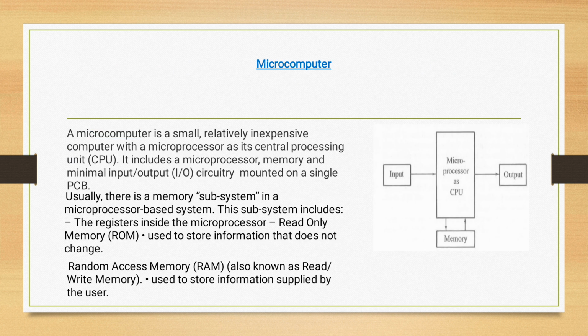Now a microcomputer is also a small, relatively inexpensive computer with a microprocessor, and it has a CPU. In this diagram, the main unit is the CPU, which is a microprocessor, and it is connected with peripherals such as input output and memory. Memory is a part of the system known as a subsystem in microprocessor systems. Memories are basically of two types. One is called ROM, read-only memory. Another one is RAM, random access memory.